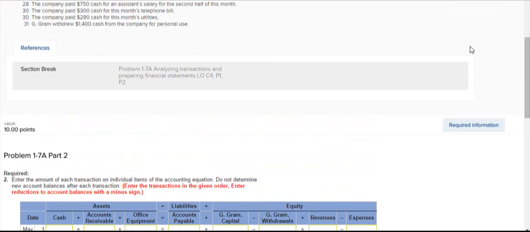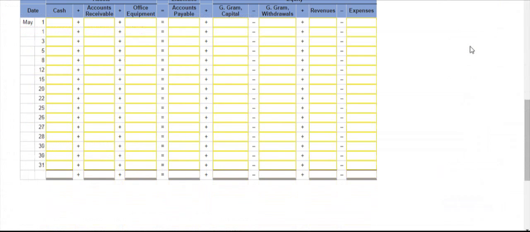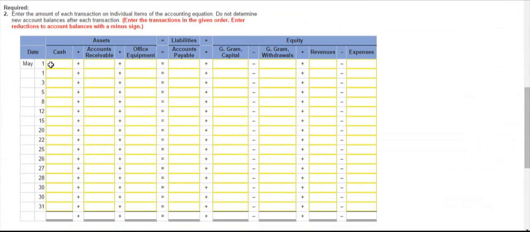The transactions are all listed up here, but I don't want to scroll back and forth, so I'm just going to use the book. On May 1st, it says G. Graham invested $40,000 cash in the company. So you would just plug in $40,000 there. And then on the other side, you would have to plug something in over here because it's hard to see, but your equal sign is here. Assets equal liabilities plus equity.